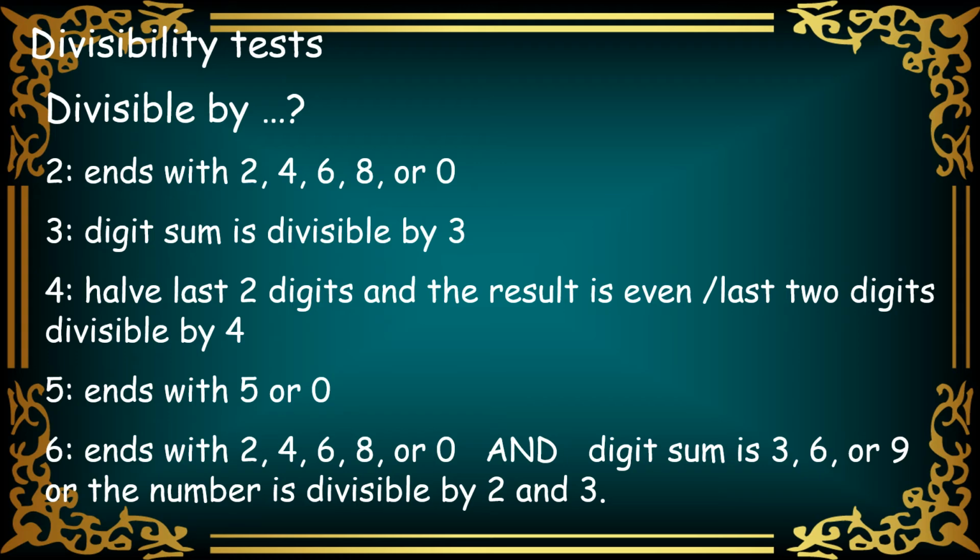Okay, or the number can be divisible by 2 and 3 also, because in the first criteria, if it ends with an even number, that means it is divisible by 2 also. And in the second criteria, if the digit sum is 3, 6 or 9, that means it is divisible by 3 as well. So for 6 we have to take care of both things: whether it is an even number, it ends with 2, 4, 6, 8 or 0, and when we add all the digits of the number, whether it gives us 3, 6 or 9.